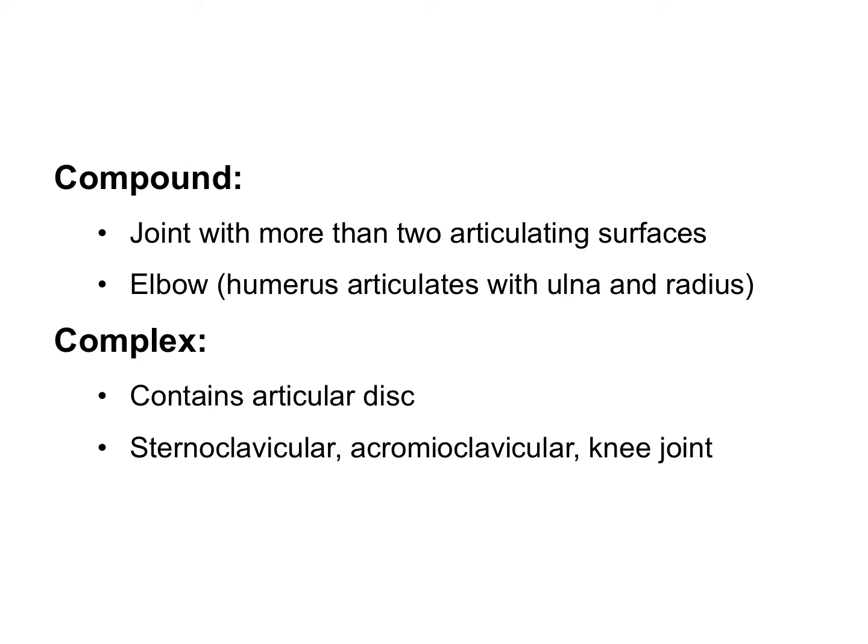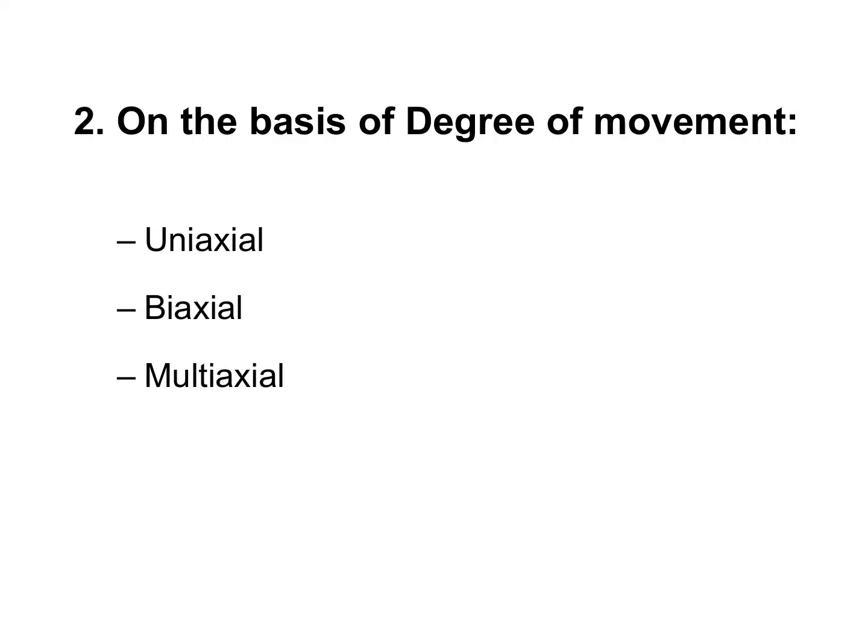Then we come to the complex joints, in which there is an articular disc. Examples are sternoclavicular joint, acromioclavicular joint, and knee joint. This classification was on the basis of the complexity. Now we come to the second classification, that is on the basis of degree of movement of the joint.